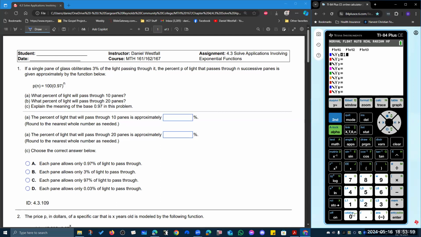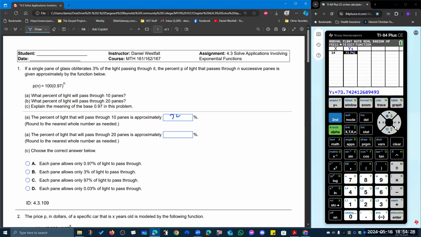So I have 100 times 0.97 raised to the x power. And I'm going to set my table settings to ask here, and go to my table. And this is going to be 10. And we want to round this to the nearest whole number. So that's going to be 74%.